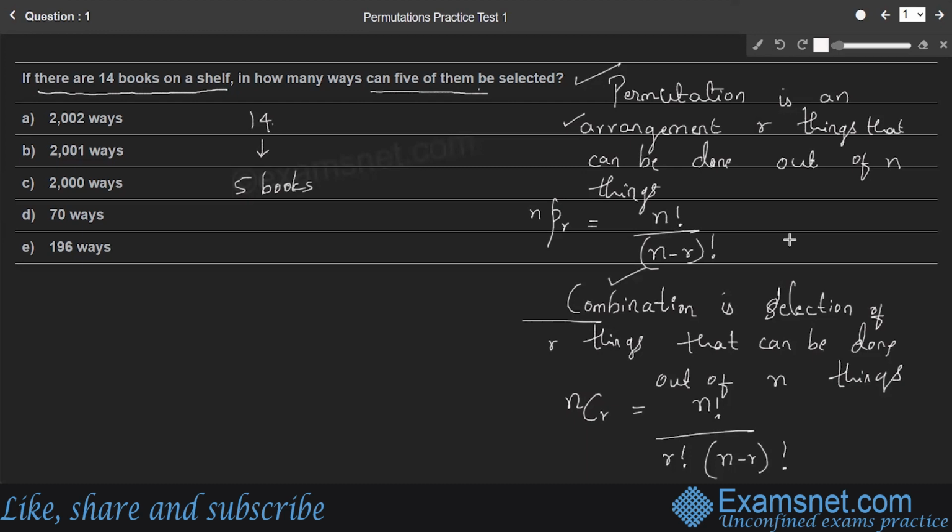So it is selection of R things. Here R things is nothing but 5 books, a selection of 5 books out of total N things. So N is nothing but 14. Therefore, using this formula, NCR is nothing but 14C5, is equal to factorial N, which is factorial 14 divided by factorial R, which is factorial 5, into N minus R factorial. So N is 14 minus 5 factorial, right?